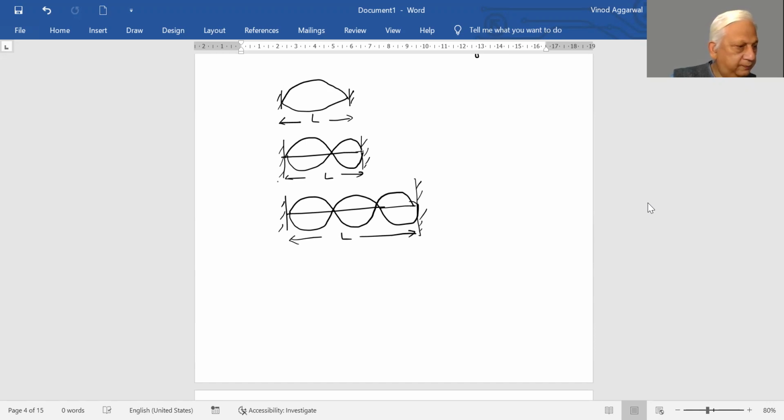then what happens is that, what is lambda? This is half lambda. So lambda will be 2L. What about here? There is a full wave, so lambda is L. Here, there are 1.5 waves. So 3/2 lambda is equal to L, or lambda is equal to 2/3 L.